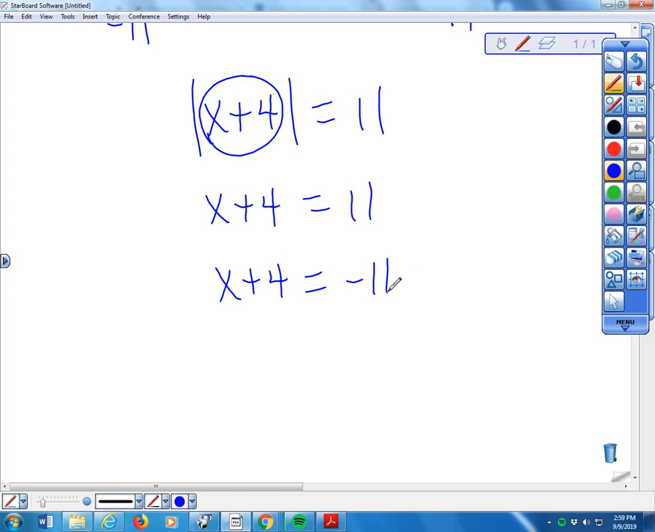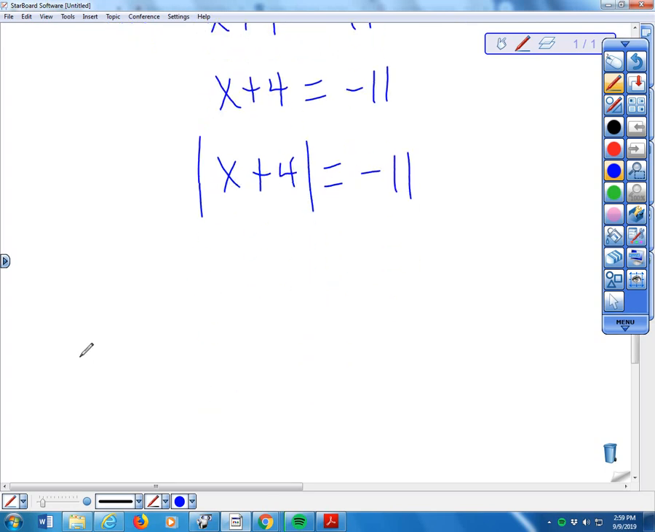Now, if you ever get a problem like this, do not just skip ahead and say, okay, I've got to make 2 equations. My first one, I just drop that. I make it x plus 4 equals -11, and my second one, I drop it, and I make it x plus 4 equals +11. Why? Does that not work the same way?